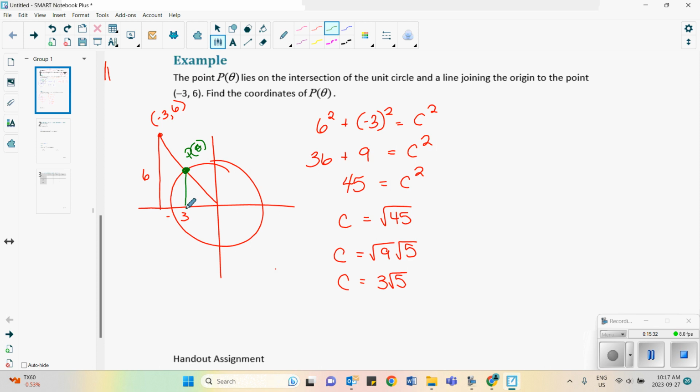Okay, so now let's talk about our green triangle here. We just got to find sine and cos. I'm going to do cos first, because it's x and y, so I'm going to get in the habit of doing cos first just because it helps my brain. So cos is going to be -3 over 3 root 5. Can you simplify that? You can. What's it going to be? -1 over root 5. Yep.